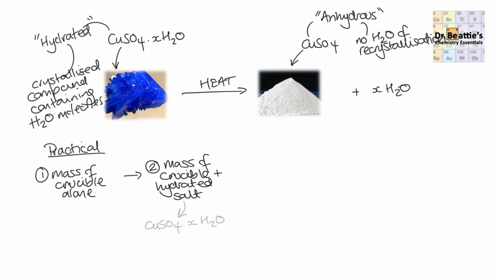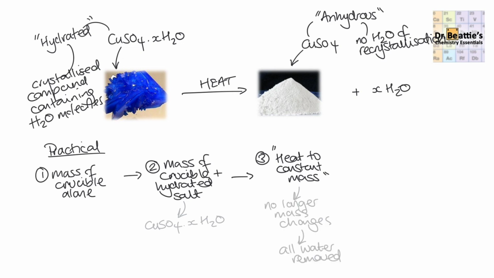Then you heat the sample, and you heat until you get a constant mass. What we mean by this is that the crystals are repeatedly reheated until the mass of the residue, so we would observe this white powder being formed, no longer changes. And once that occurs, it suggests that all the water has been removed. And then the final mass reading that we need to take is that of the crucible plus the anhydrous salt.